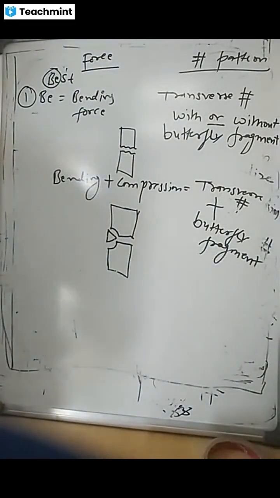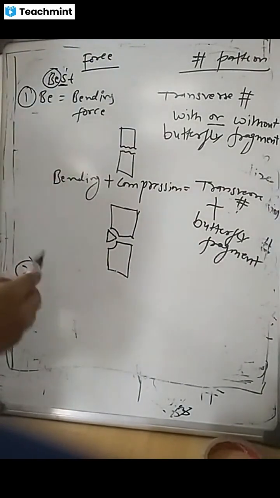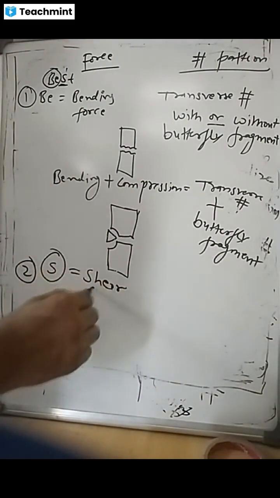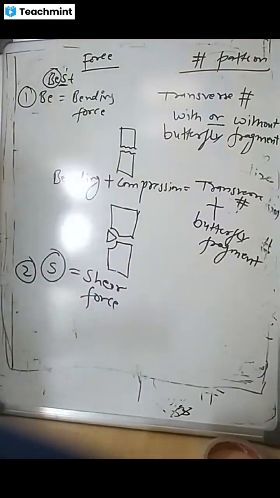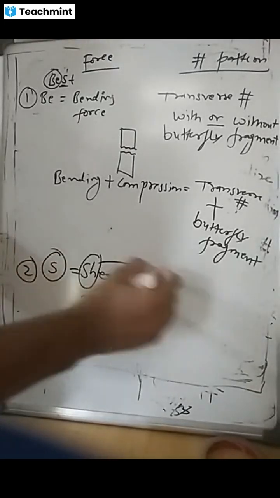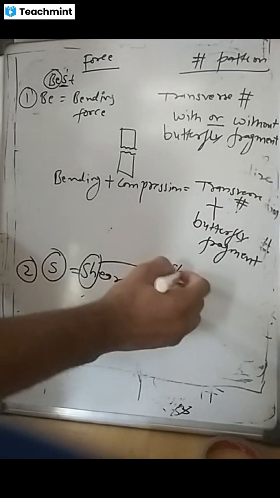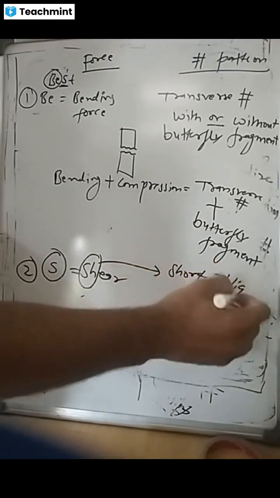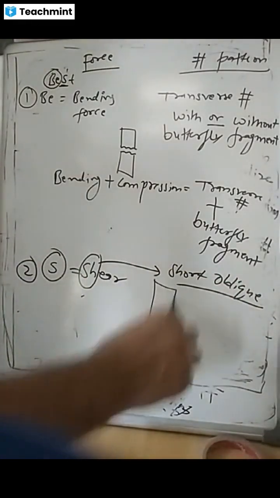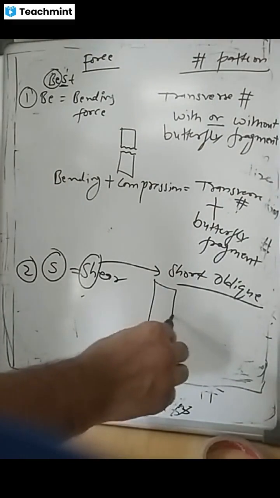Next, out of BEST, S is there. S is the shear force. From the name itself we can remember: the pattern will be short oblique. The meaning of short oblique: this is the bone and this is the fracture.